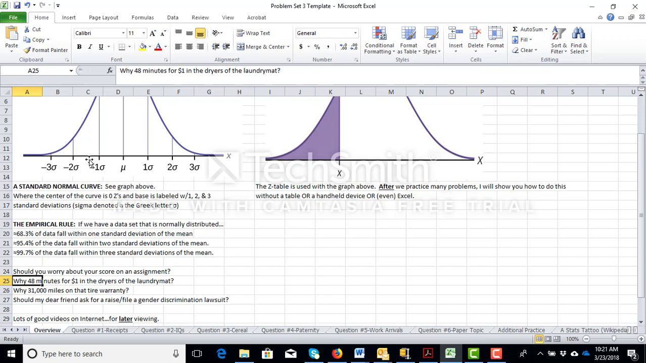By the way, if you did this with 100 loads of laundry and you plotted exactly how much time it took to dry each load, you would see a normal distribution.